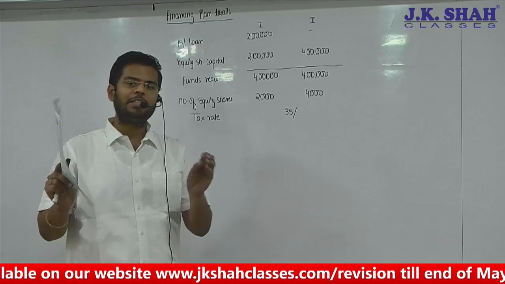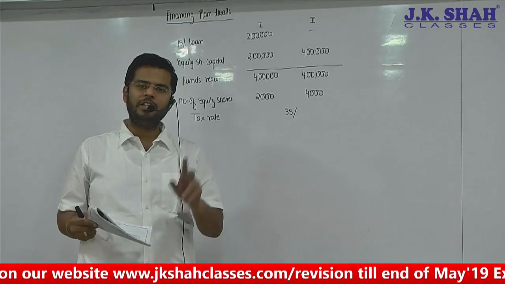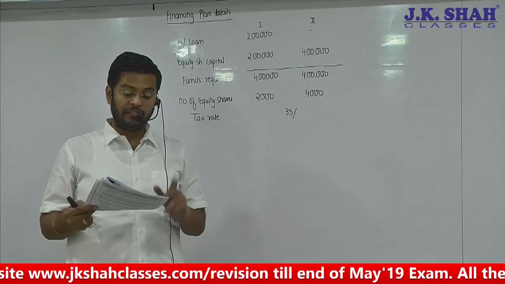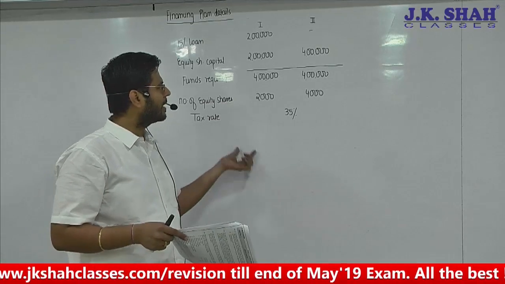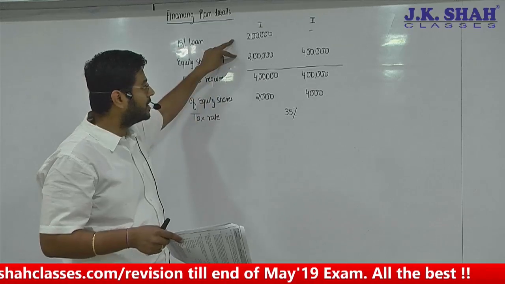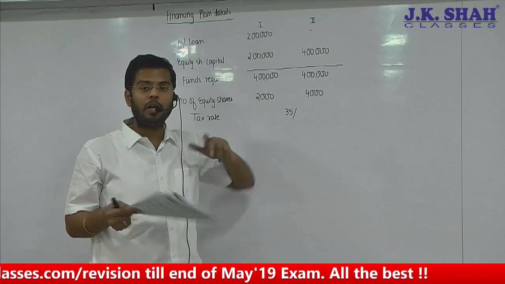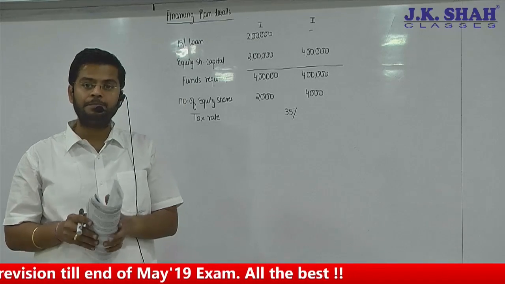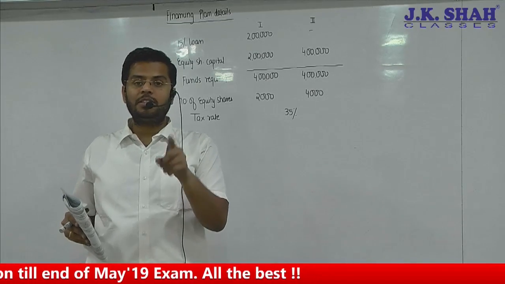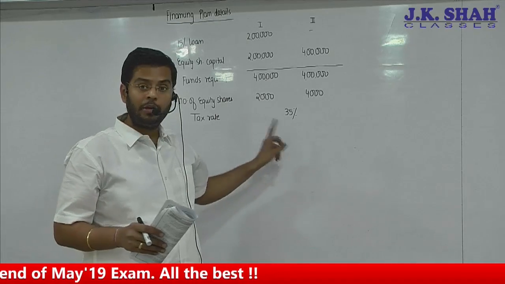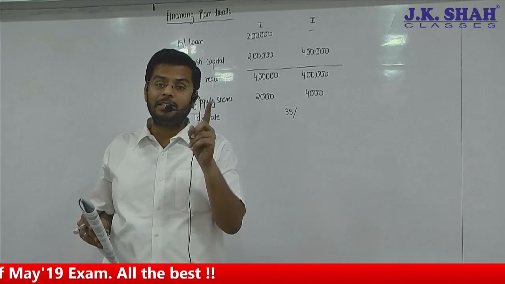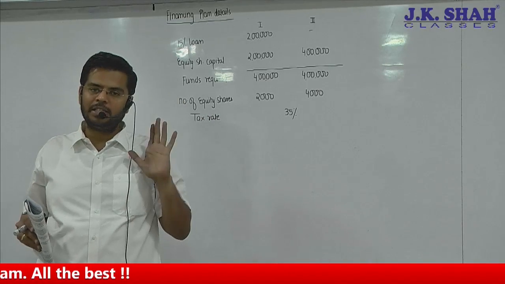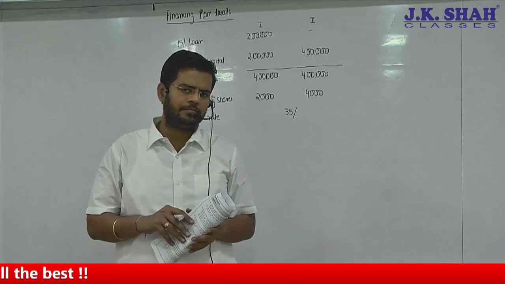So the question says, let's presume that we earn a profit of 70,000 rupees. If we earn 70,000 rupees, should we select plan 1, that is this pattern of arranging money, or should we go for the second one? How would you determine, friends? What is your viewpoint? How should we go ahead? We should select the plan between the two which will maximize my EPS.